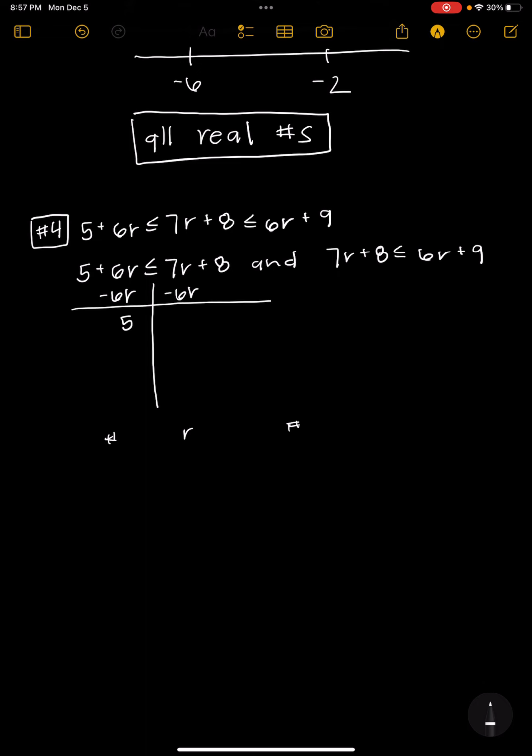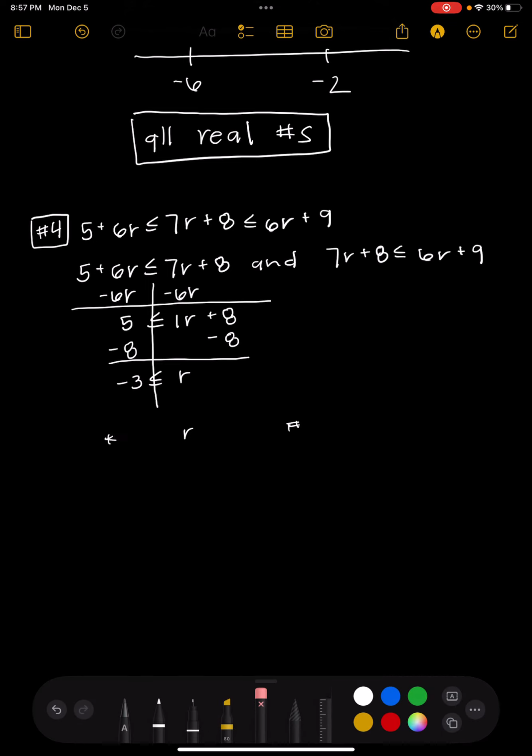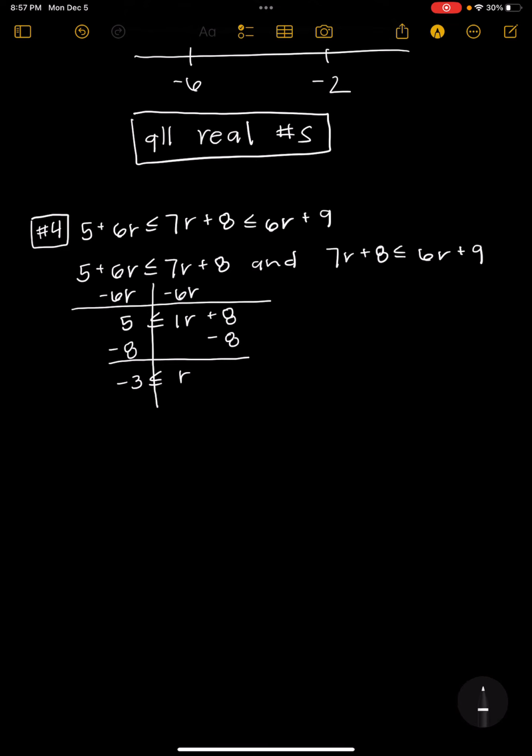and I would get 5 is less than or equal to 1r plus 8. Now I'm going to subtract 8 from each side, and I get negative 3 is less than or equal to 1r, which is also just r. Okay, and I'm going to just erase these so we have some more space. Alright, now we're going to solve this equation on the right. This time I want to get the r on the left side, so I'm going to subtract 6r from each side.